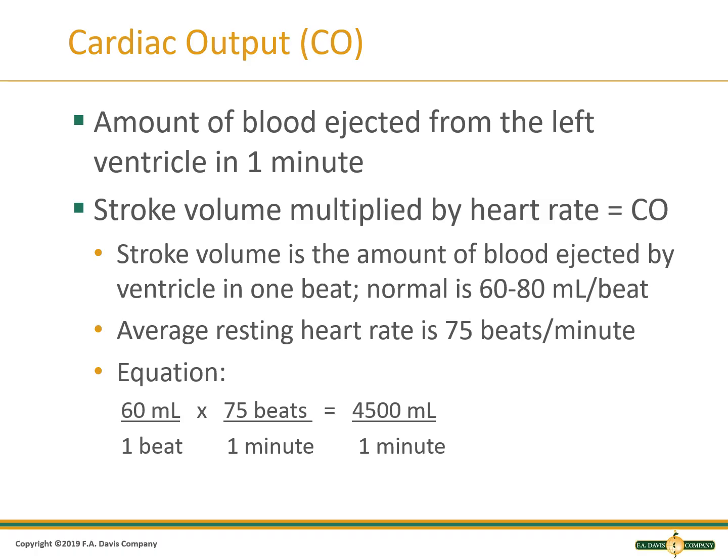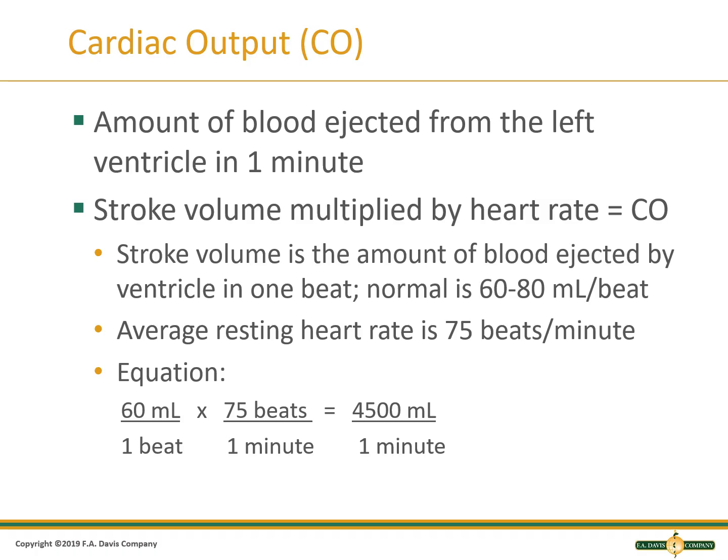Your heart rate obviously is how fast the heart is beating, and the average resting rate is around 75 beats per minute. So if your formula is stroke volume times heart rate gives me cardiac output, we would use stroke volume, the amount of blood ejected by the ventricle in 1 beat, 60 milliliters per beat, times your heart rate, 75 beats per minute. You are looking at an output of 4,500 milliliters per minute, or about 4.5 liters per minute.